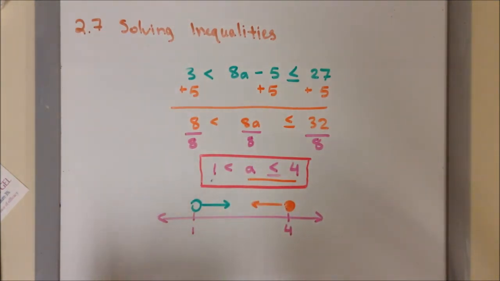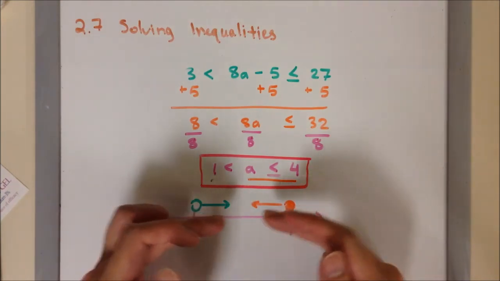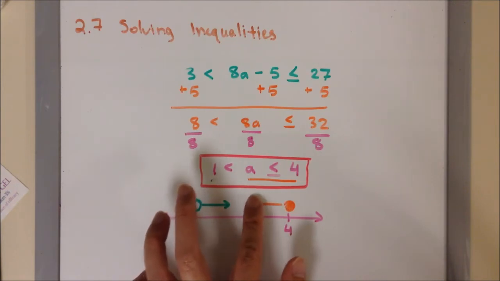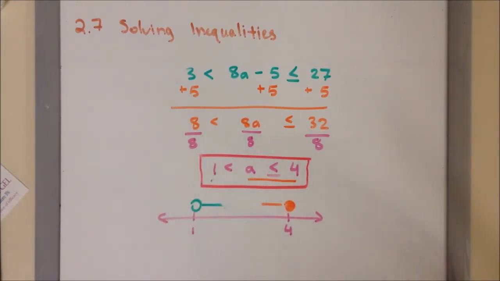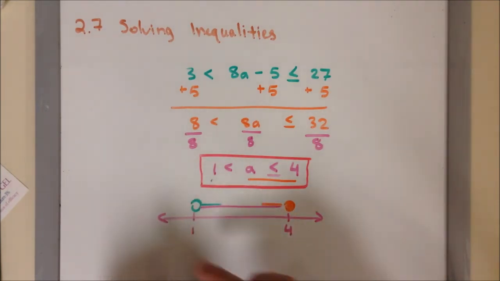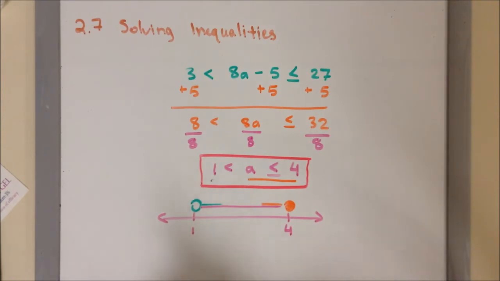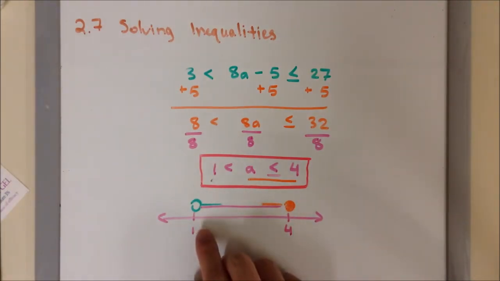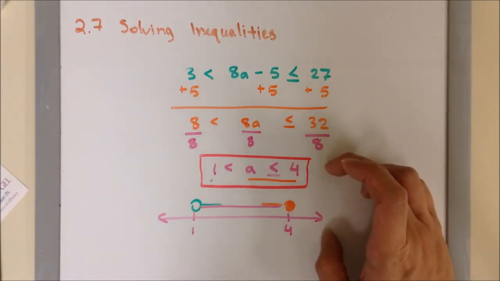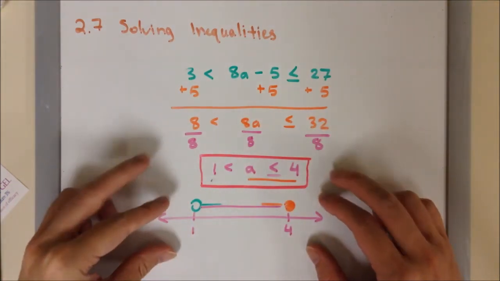Now, what it means is that when you have two arrows going towards each other, they're going to connect and be one line. So basically, we don't need the arrows anymore, and it's just going to be one line between 1 and 4. So that's going to be our solution. And basically saying that any numbers between 1 and 4 will work in this compound inequality. So again, my solution is 1 less than a less than or equal to 4, and then this is our graph of our solution.